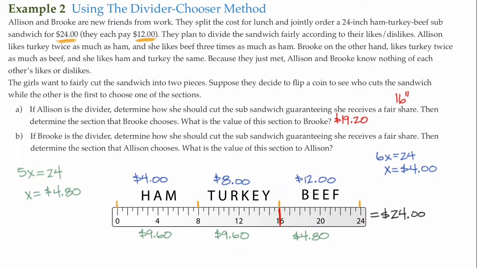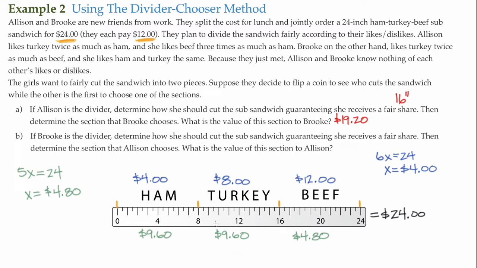So then B says, if Brooke is the divider, determine how she should cut the sub sandwich, guaranteeing she receives a fair share. So now Brooke is going to cut it so that no matter which slice Allison chooses, Brooke is going to guarantee herself 50% of the sandwich. So if we go from 0 to 8 inches here, that's the ham, that's worth $9.60 to Brooke. So she still needs $2.40 worth of the sandwich to get to her $12 that she expects to get. So she needs to cut into the turkey.